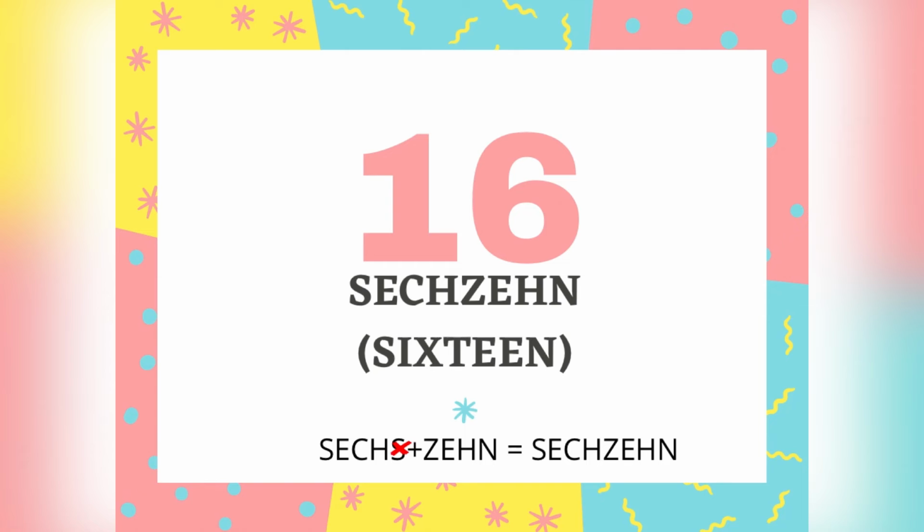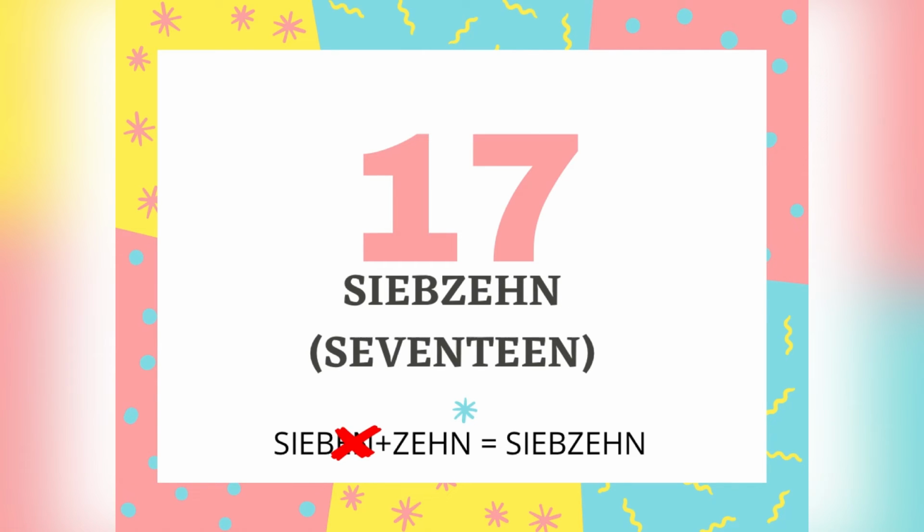Now this is an exception that S in between is cut. 17, it is 17 in German. Now this is also an exception. It is not 17, it is 17. The en in between is cut.